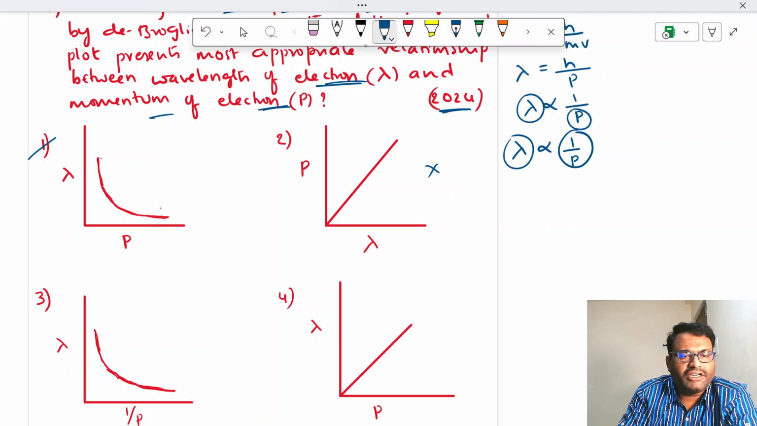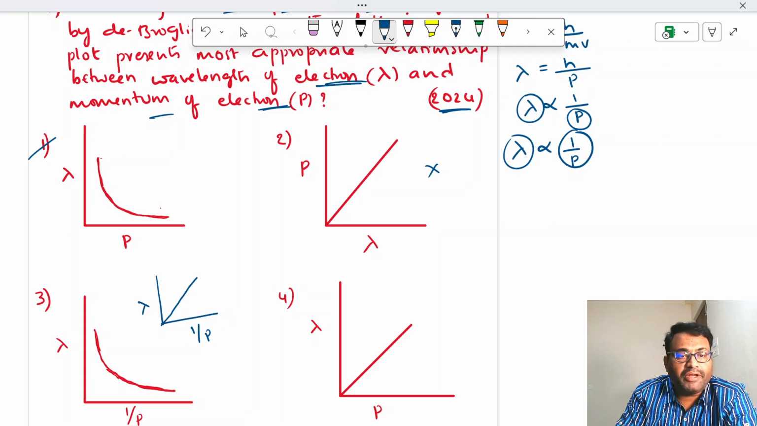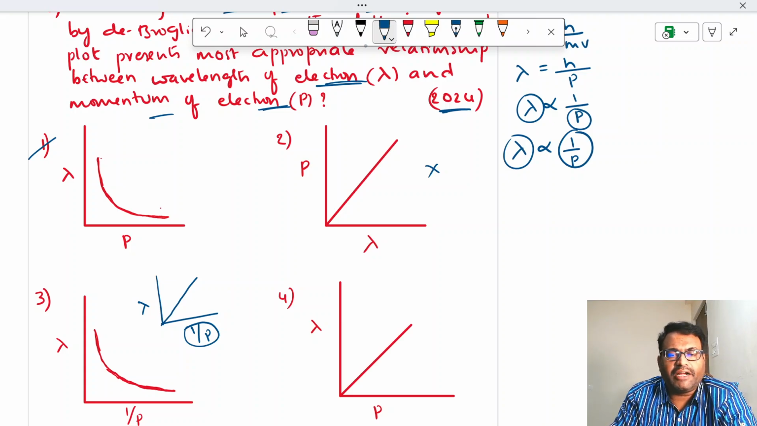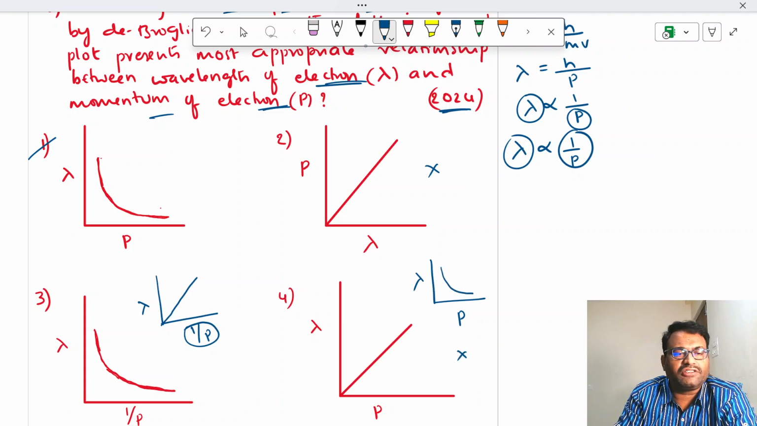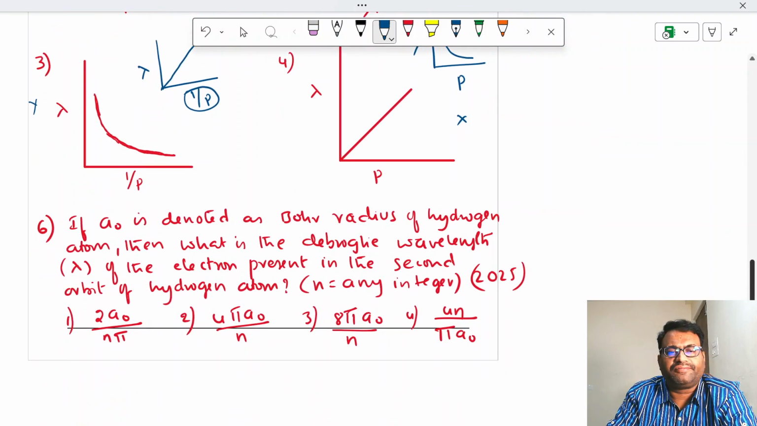What graph do we get? We get a straight line passing through the origin for lambda and 1 by p, because lambda and 1 by p are directly proportional to each other. Again, in the fourth option it is given that lambda and p are directly proportional. They are actually inversely proportional, so we get a rectangular hyperbola. So this is not correct. The first option will be the correct answer.